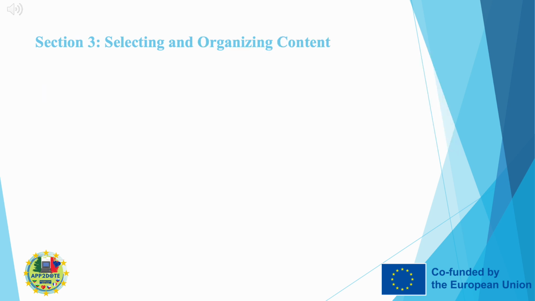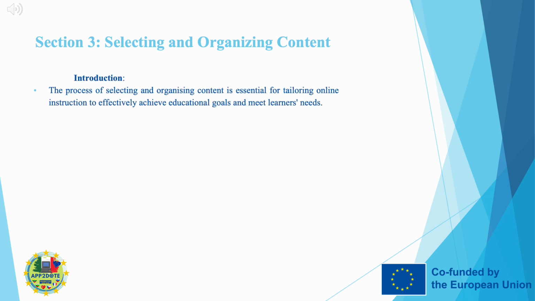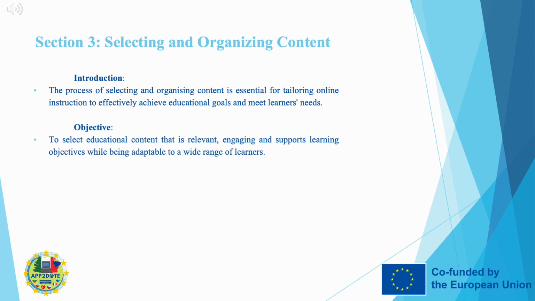Section 3. Selecting and organizing content. Introduction. The process of selecting and organizing content is essential for tailoring online instruction to effectively achieve educational goals and meet learners' needs. Objective: to select educational content that is relevant, engaging, and supports learning objectives while being adaptable to a wide range of learners.